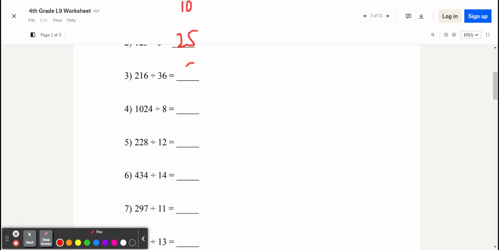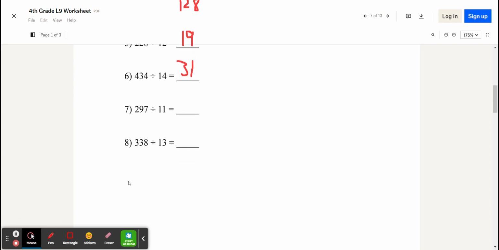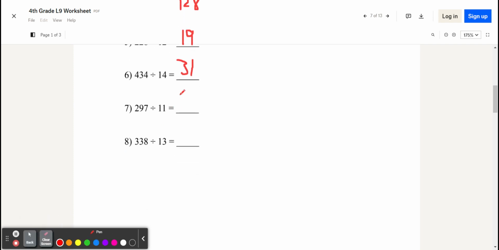216 divided by 36 is 6. 1024 divided by 8 would be 128. 228 divided by 12, that would be 19. 434 divided by 14 would be 31. 297 divided by 11 would be 27. And 338 divided by 13 would be 26.